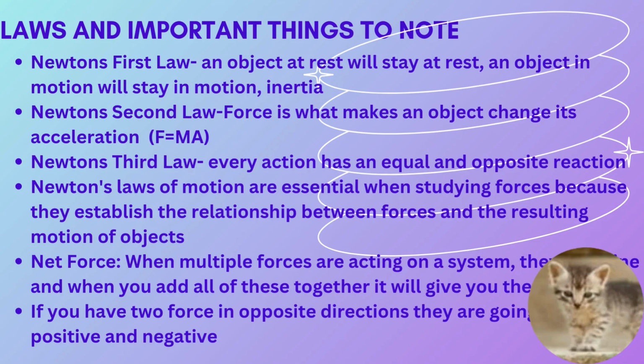And then net force is when multiple forces are acting on a system. You're going to add all of those forces together, and that's going to give you your net force. And if you have two forces that are going in opposite directions, one's going to be positive and one's going to be negative. And depending on how big one or the other one is, sometimes they're going to cancel each other out.